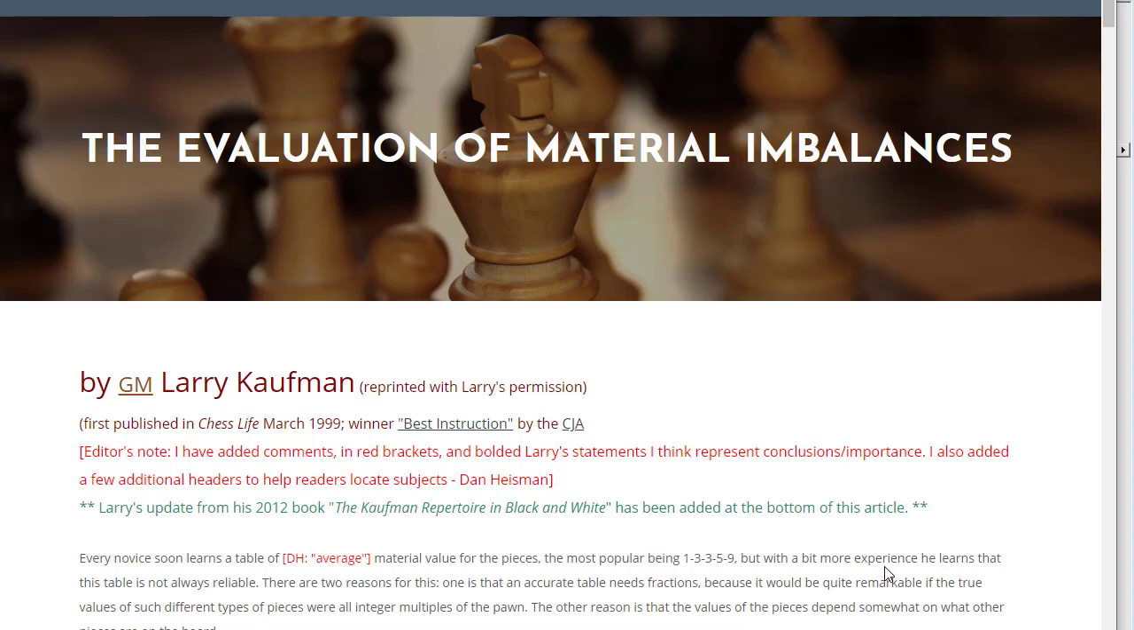And Larry goes on and writes this wonderful article, which you can find on my website under articles and blogs, or you can just Google the Evaluation of Material Imbalances. When I was a kid, nobody told me what Larry wrote there, but I came to the same conclusion. I said to myself, all right, what if we could measure the height of everybody in a certain town, like let's say all the adults? We could measure them to like a billionth of an inch.